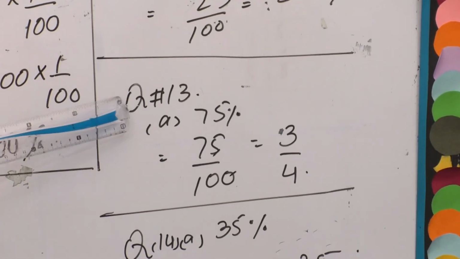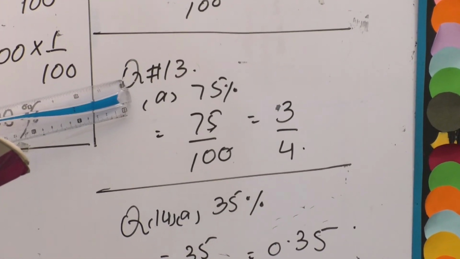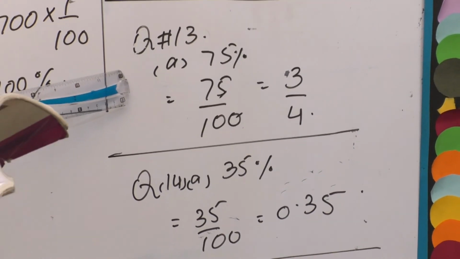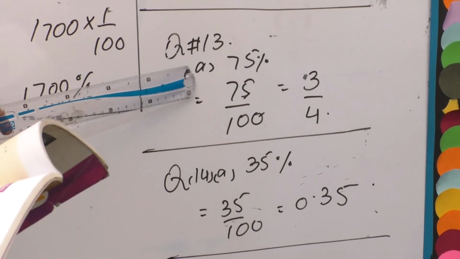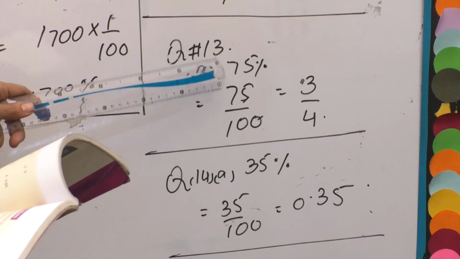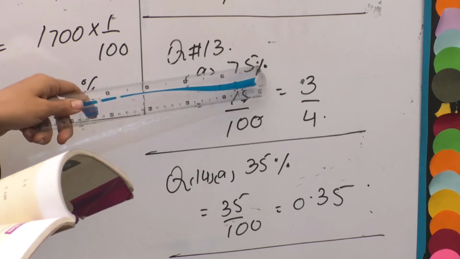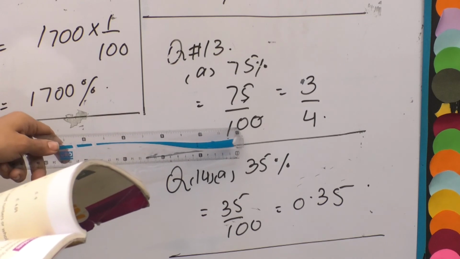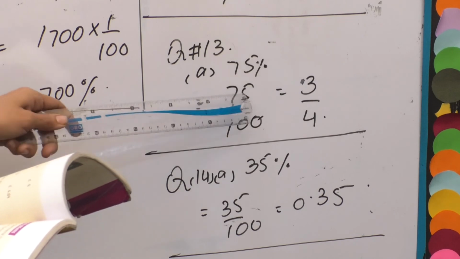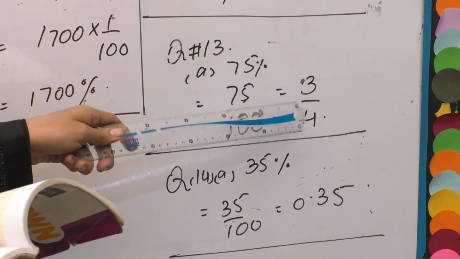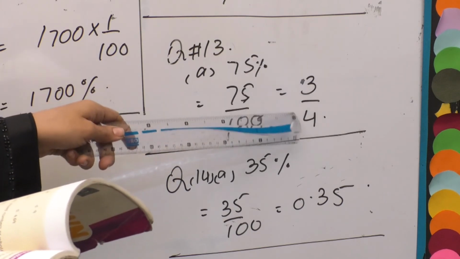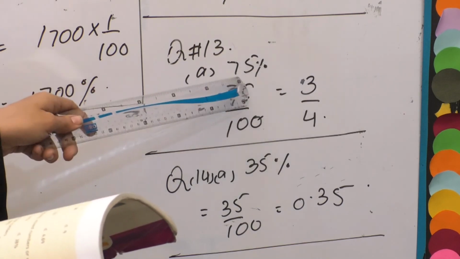Continue. Question number 13. Change these percentages into fractions, mixed numbers or whole numbers, reducing where you can. Here we have part A, 75%. First of all, we will convert this percentage into a fraction. So when we remove this sign, we get 100 as a division or 1 by 100. 75 divided by 100. When we cut it into the lowest form, we get the answer 3 by 4. So this is the lowest form of this answer.